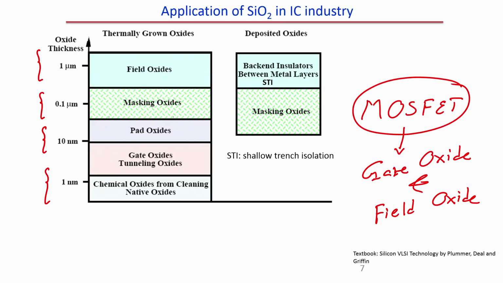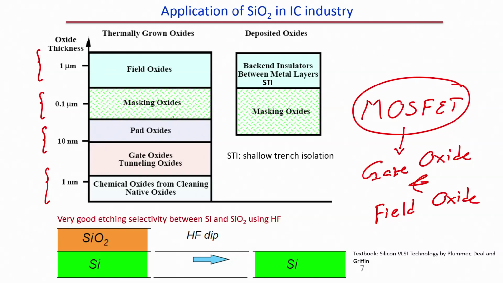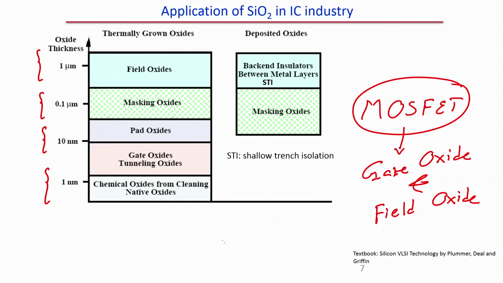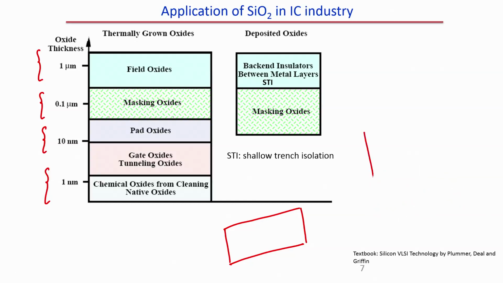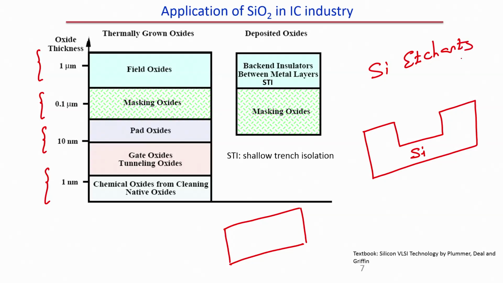Where does masking come into the picture? Let me draw here. If I want to create a pit in a silicon wafer, this is silicon, I want this structure. How can I obtain this structure? I know what the silicon etchants are, the ones that can etch silicon, right.